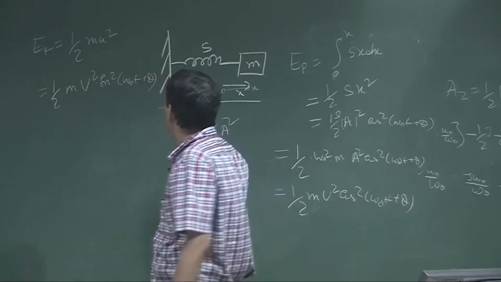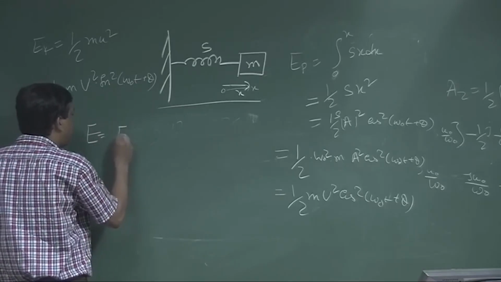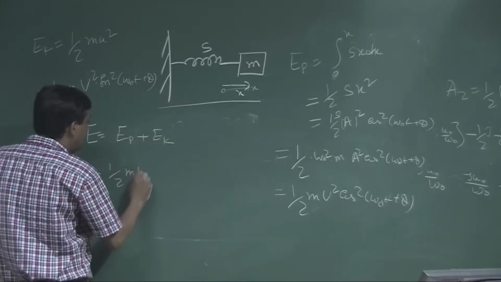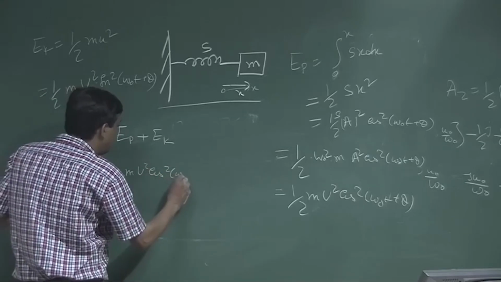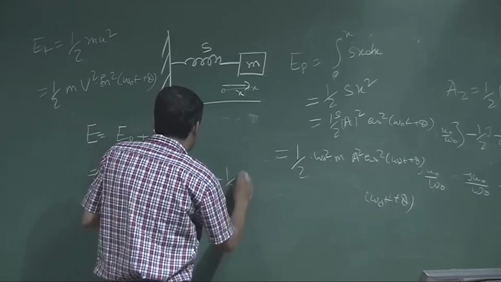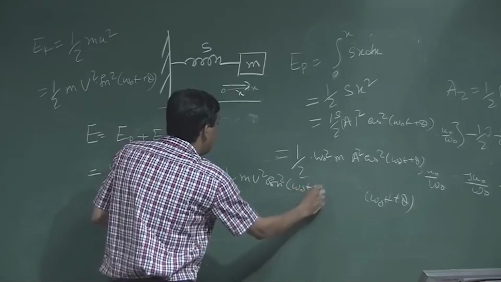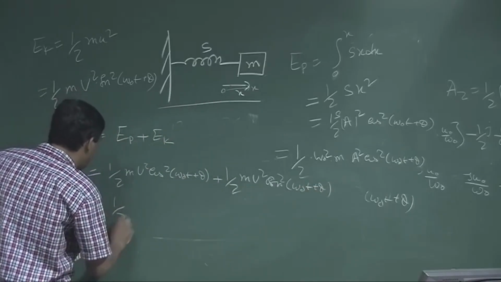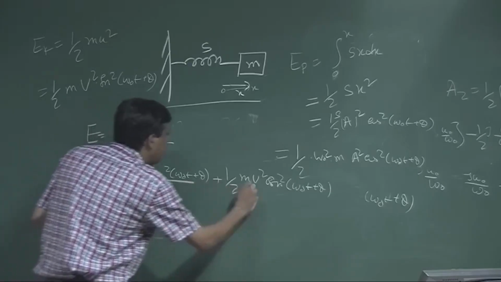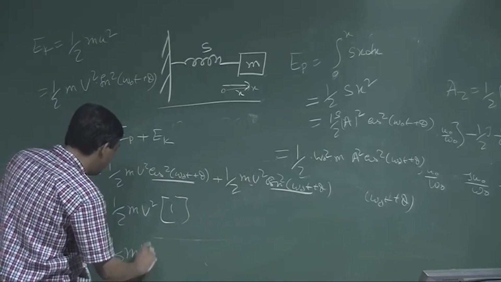Now, what is the total energy? If E is the total energy, it is the potential energy plus the kinetic energy. The potential energy is half m U square cos square(omega 0 t plus phi), plus the kinetic energy, half m U square sin square(omega 0 t plus phi). If I take half m U square common, then cos square theta plus sin square theta is equal to 1. So, it is half m times capital U square.